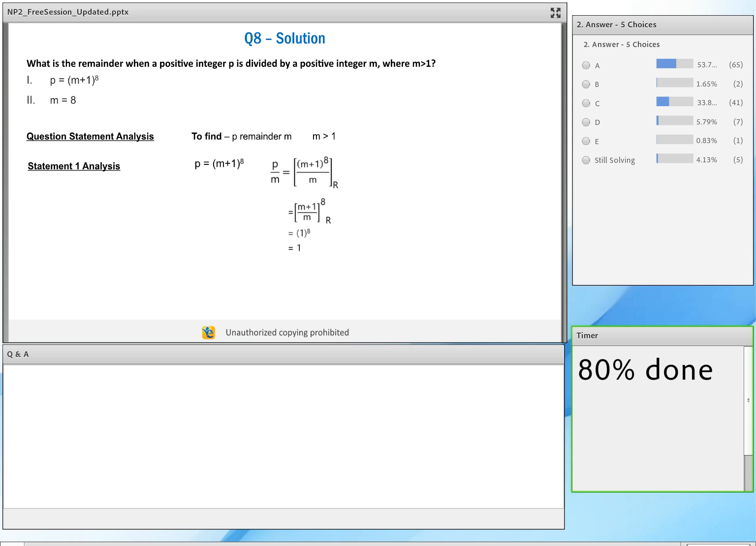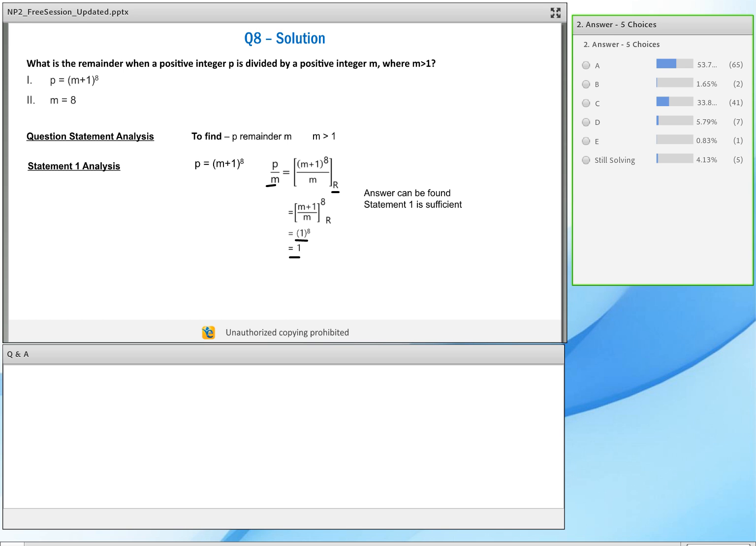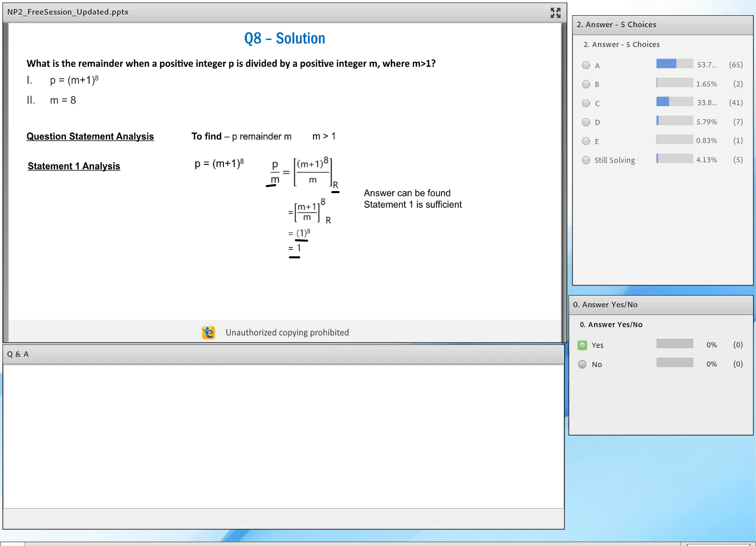Let's divide p by m. So when we do p by m, we get m plus 1 to the power 8 divided by m, and we have to find just the remainder of this, which means that we can find the remainder of each of these terms. So m plus 1 divided by m, to the power 8, means that the remainder is going to be 1 to the power 8. Why? Because each of these terms is going to leave a remainder 1, which means the remainder is 1. We can get a definitive answer, and hence statement 1 is sufficient. Again, this is exactly the same thing that we did over here with positive remainders. How many of you were able to get to this part properly? 85% of you were able to get this one.